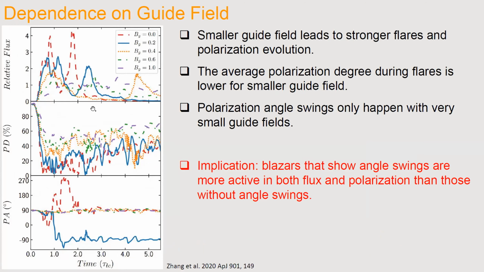And in these cases, the polarization degree is generally lower during flares. Then we have a very interesting implication here, is that the blazars that have angle swings may come from reconnection with very small guide fields, so that they are generally more active in radiation and polarization than other blazars.